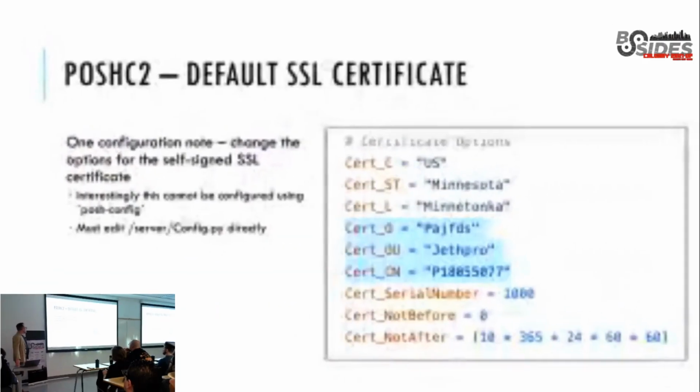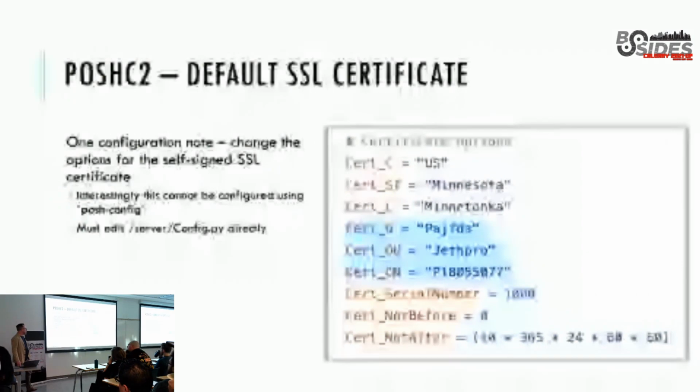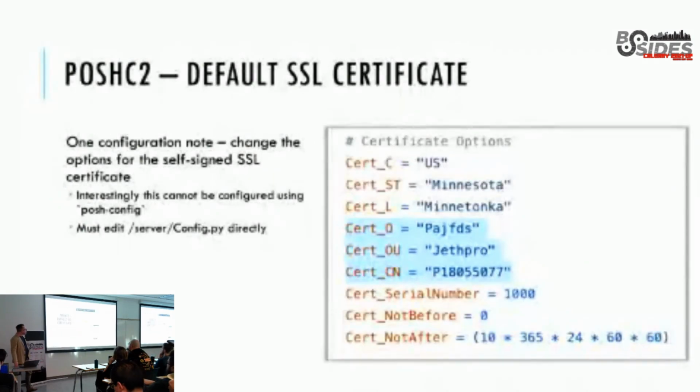I did want to point this out. When you set up a Posh C2 server, it uses these default values for the SSL certificate. And these actually cannot be configured using the Posh config tool. You actually have to manually edit these. And I'll show you why this is important if you're using this in a real world pen testing scenario.